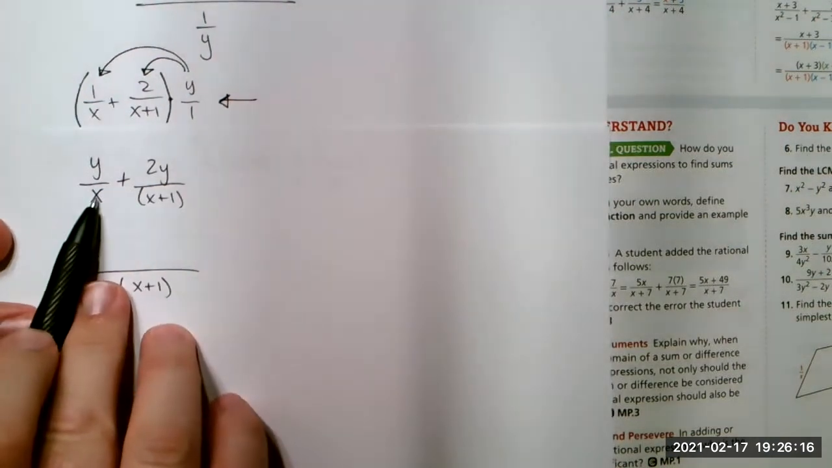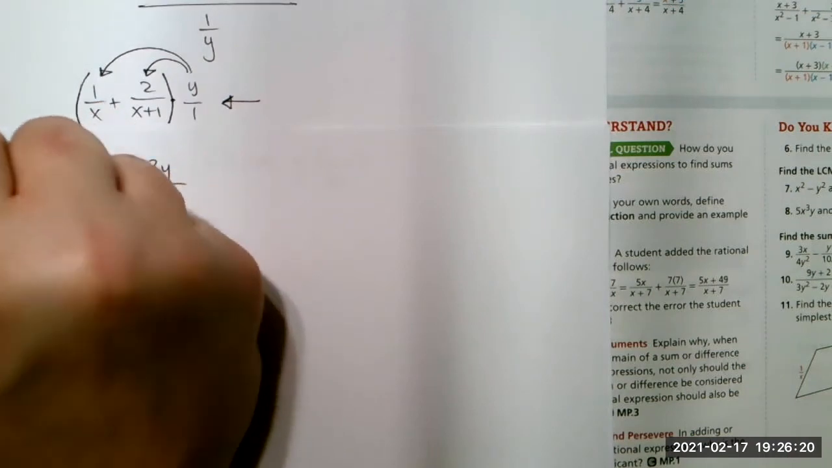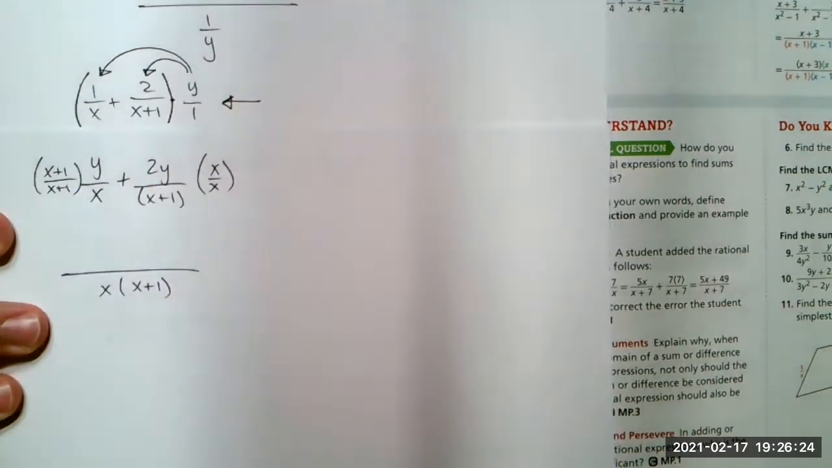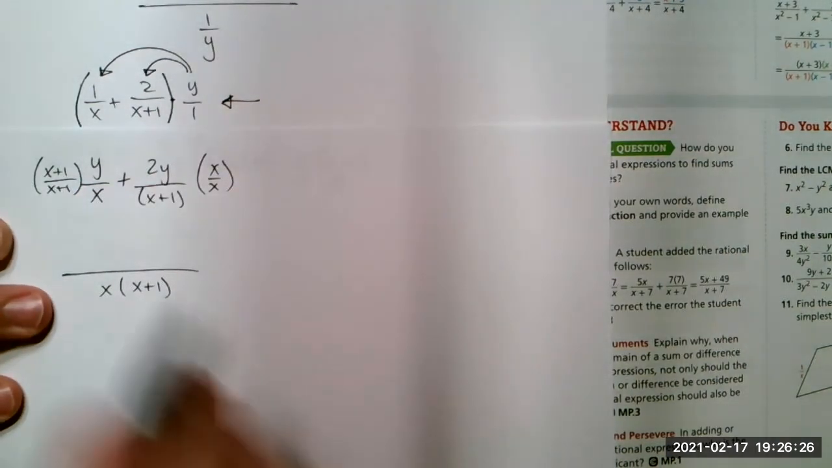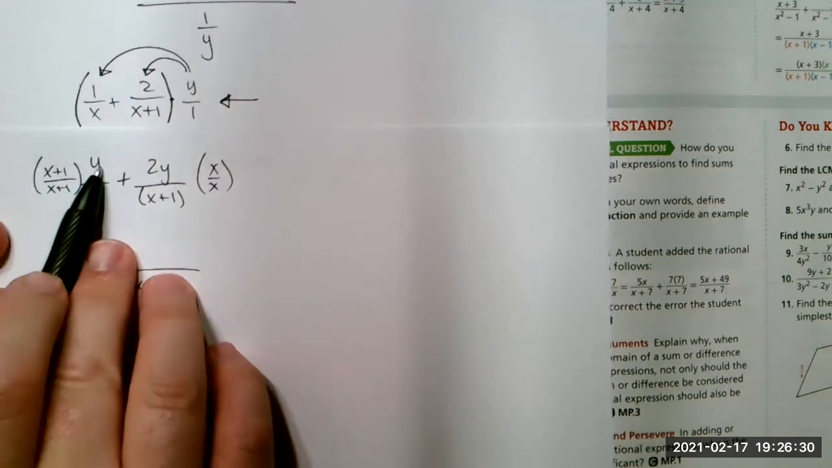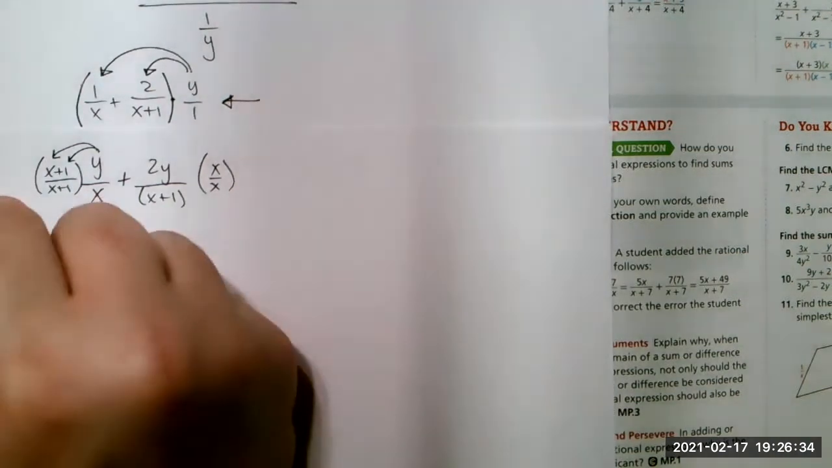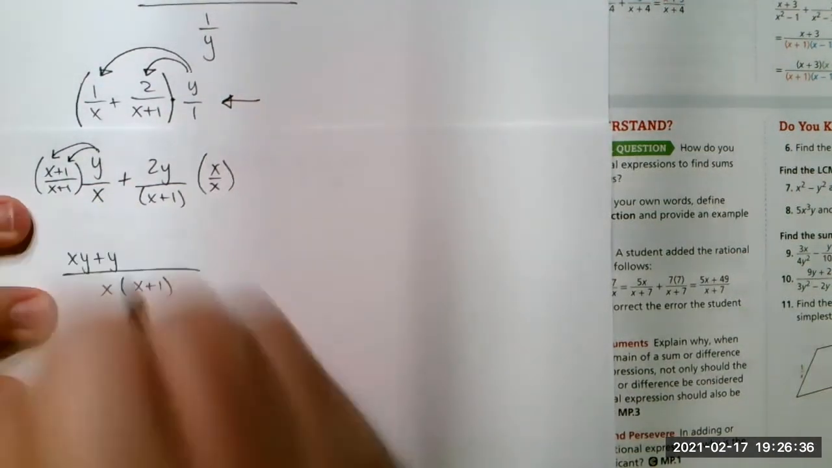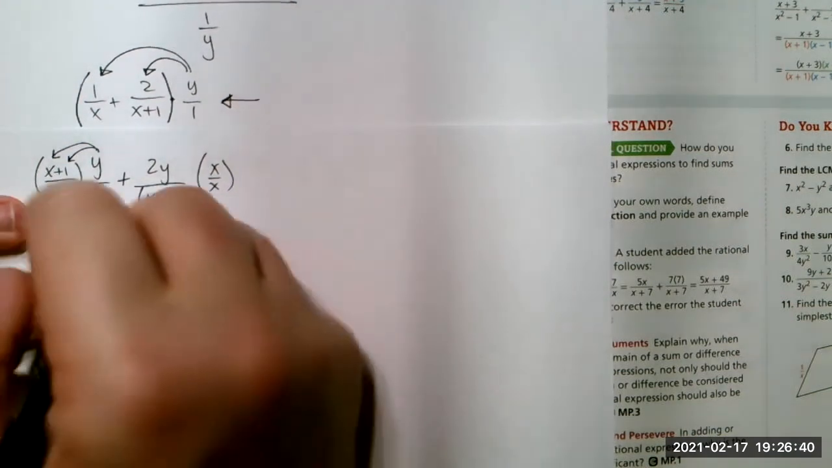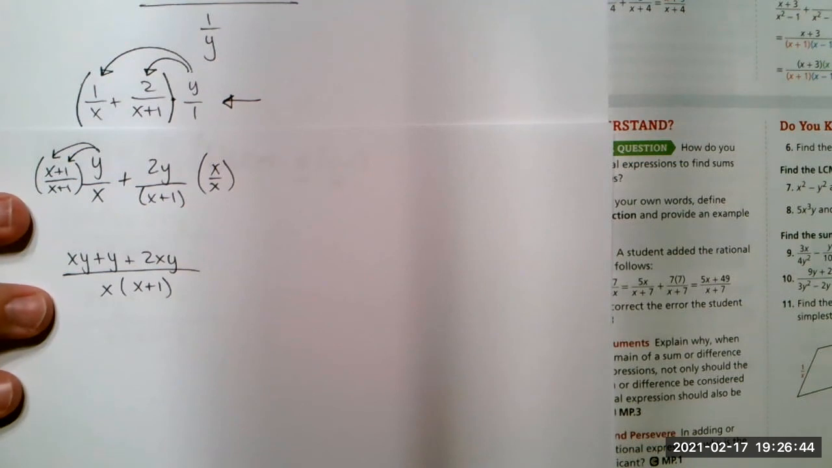This first fraction is missing the x plus 1, so I have to multiply the top and the bottom by it. The second fraction is missing the x, so I need to multiply the top and bottom by it. So my numerator is going to be x plus 1 times y. I'm going to go ahead and simplify that, distribute that y, so it'll be xy plus y. And then 2y times x is 2xy. There we go. That's looking a little bit better.